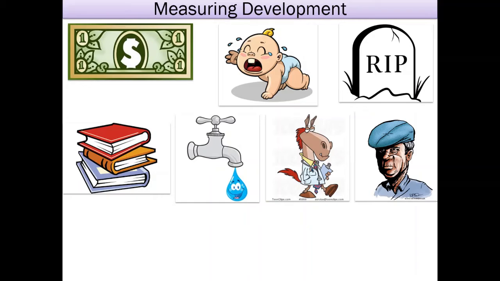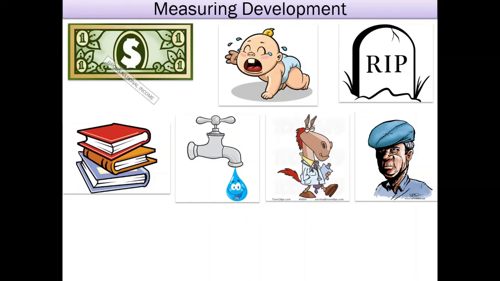Now, measuring development is about looking at how rich a country is, so how much money or how much economy they have, or looking at how socially developed they are, so what the social well-being is of a country, so how well looked after people are in that country. So do they have access to things like education, healthcare? Do they have access to clean water? Okay, so these images all represent different ways that we can measure development.